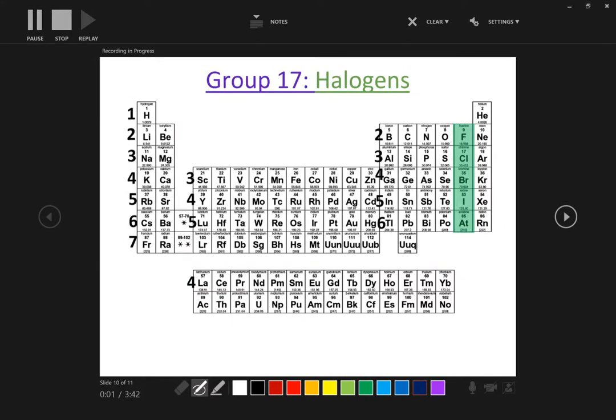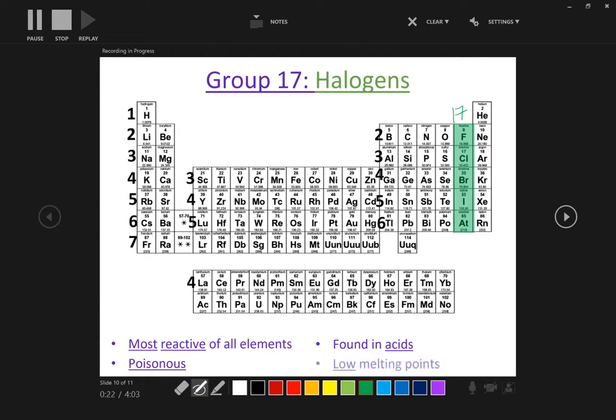What are halogens? Halogens are group 17, if you remember which group that was. They are the most reactive of all elements. They are poisonous. They can be found in acids, hydrochloric acid, hydrofluoric acid. Might be a few that sound familiar to you. And they have low melting points.